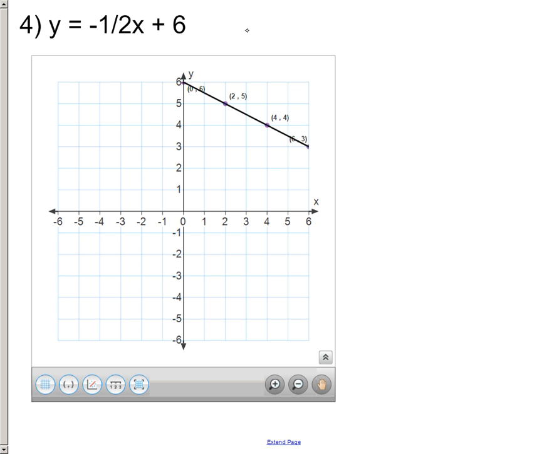Now, this is the way I'd like to change it. We're going to take these points off of here, get the line off of here, and we're going to change the equation to y equals negative 1/2 x. Okay, my slope is still going to be negative 1 over 2. So we'll go down 1 and to the right 2.